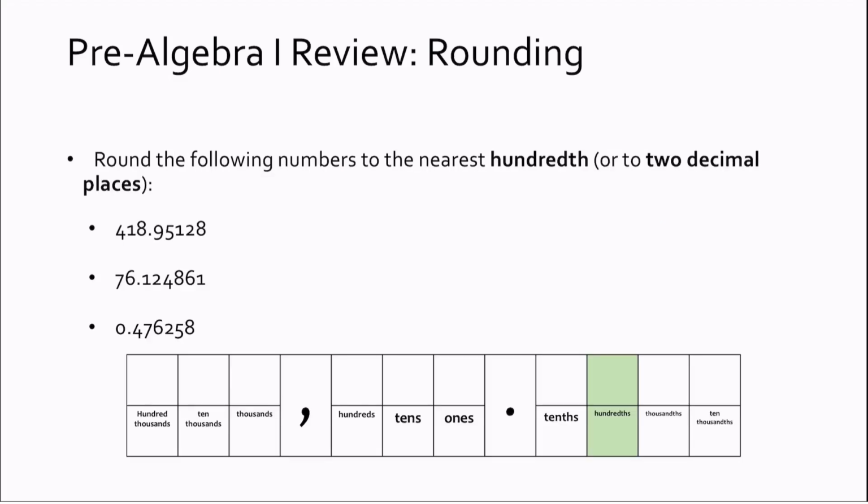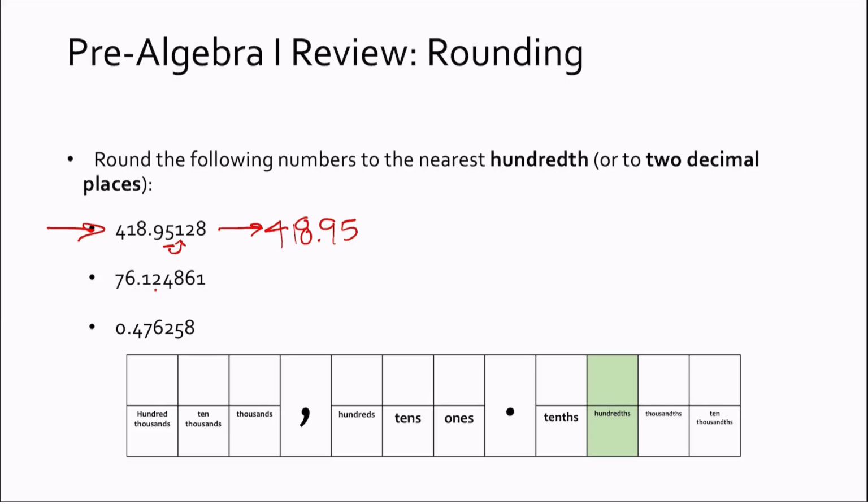Let's look at a couple more examples. Pause this video and give these a try. All right, so with this first one here, we again are looking to round to the nearest hundredth or 2 decimal places. From this 5, we're going to look to the next place and we see a 1, which means it is less than 5. So we will round this number to 418.95.